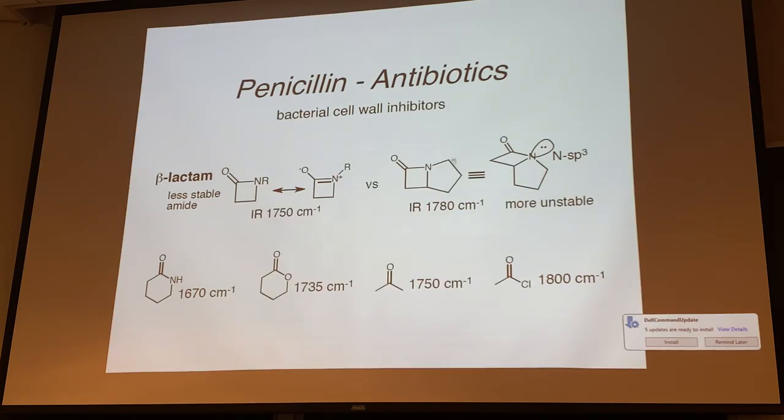And this is actually accentuated if you have another ring on here. This lone pair is sp3 hybridized. It cannot resonate over there due to the ring strain.